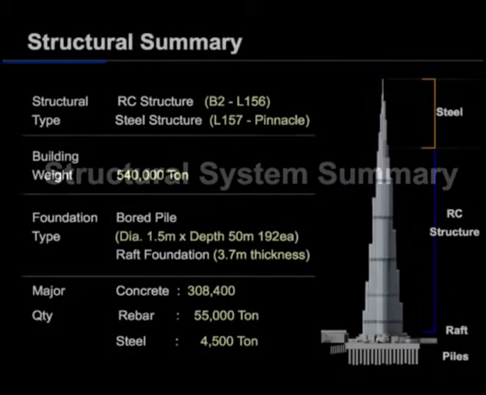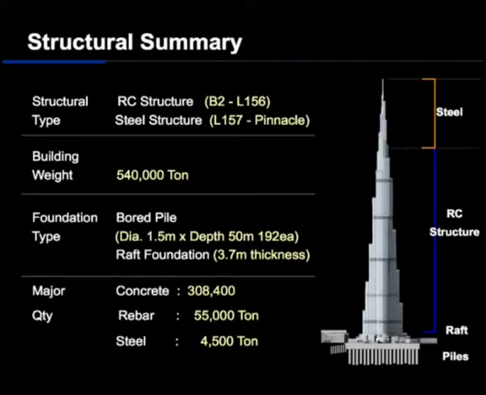Next is the structural system. From the basement up to level 156 is a reinforced concrete structure, and above that level is a steel structure. The total building weight is more than 500,000 tons. Underground, we have 192 concrete bored piles. The bored pile diameter is 1.5 meters, and the average depth of the piles is 50 meters.